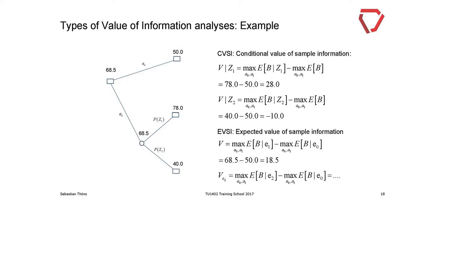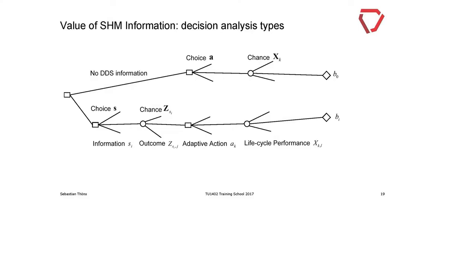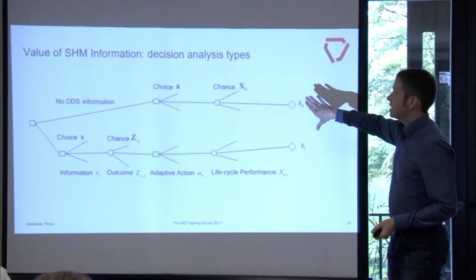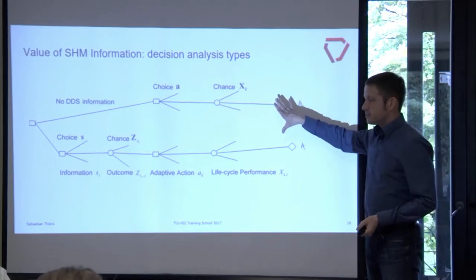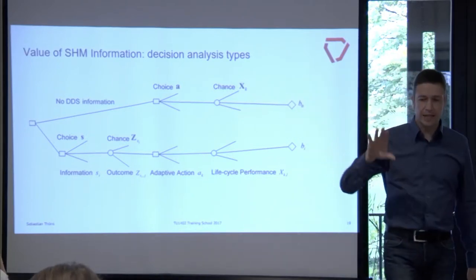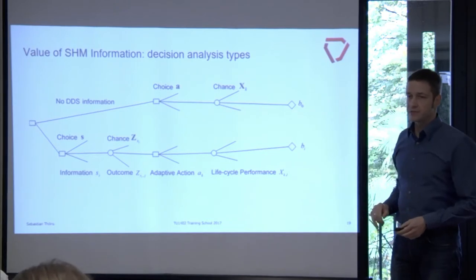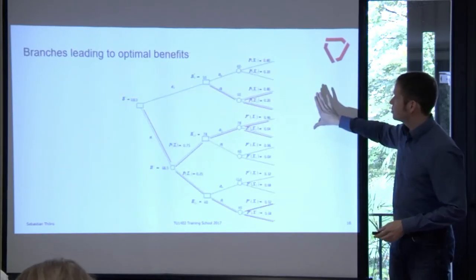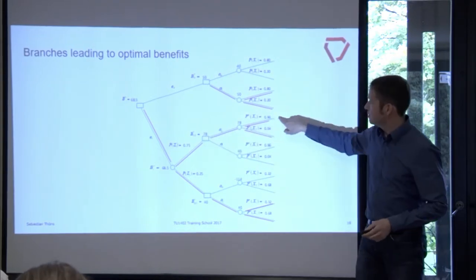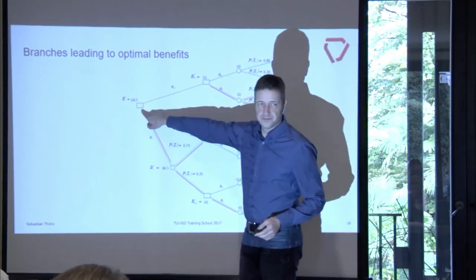Okay, so these were the types of value of information analysis. I would like to introduce now decision analysis types. That goes to the way of how we are working through the decision tree. So you may have noticed that we have gone through this decision tree from this side. We've been calculating from this side to here. This was the last result.